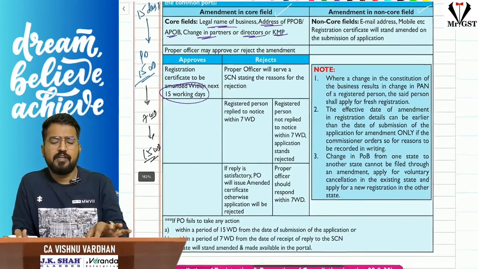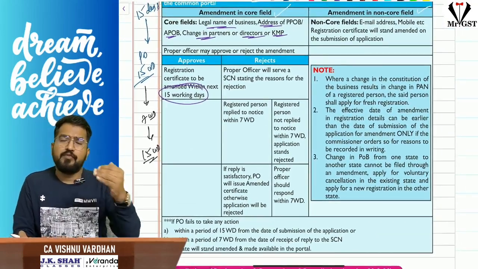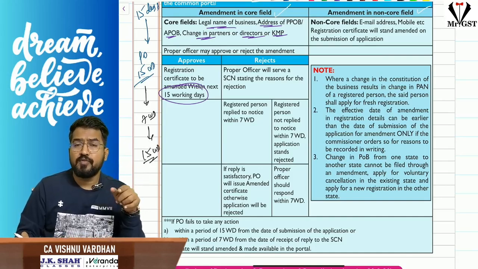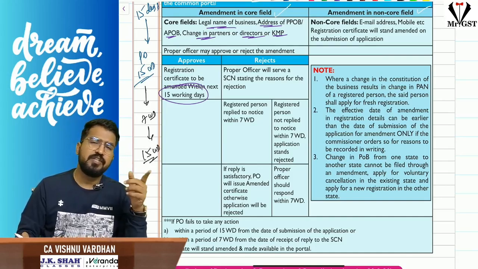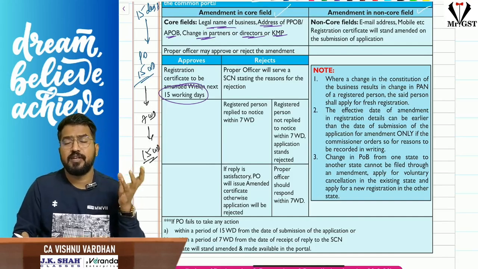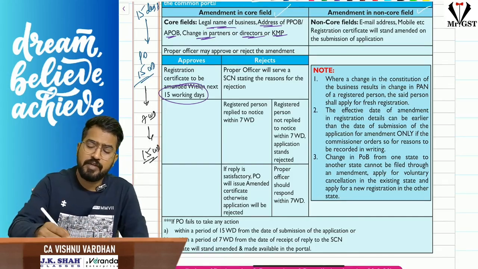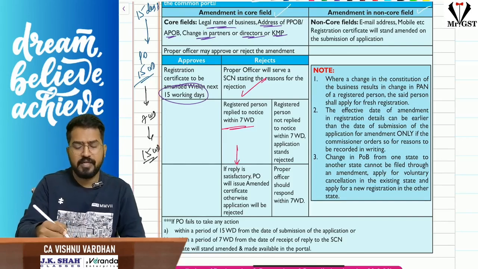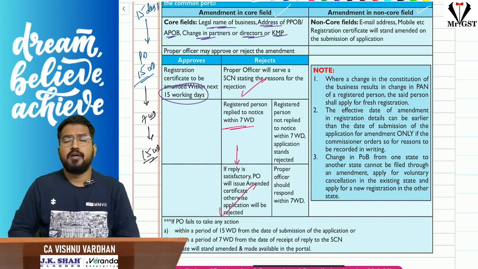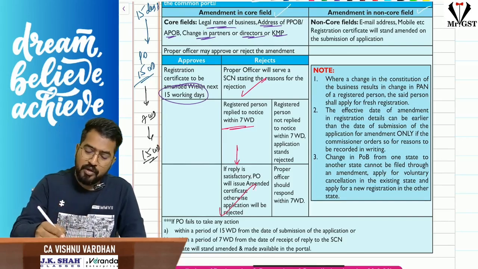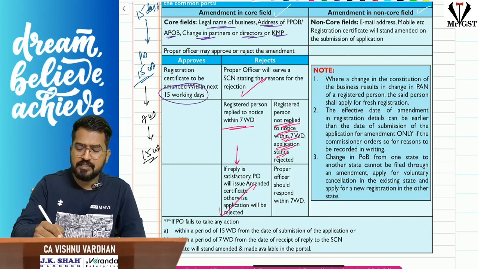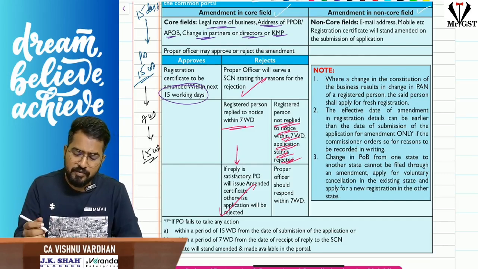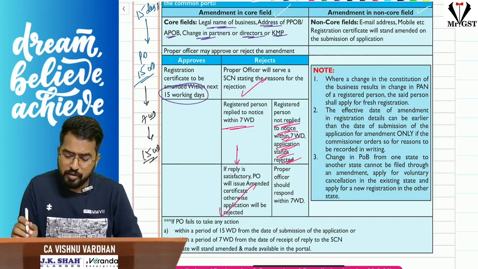So I repeat, if it is a core field amendment, within 15 days of the change, please apply for amendment. The proper officer will process that within 15 working days. If everything is fine, he will give you the amended registration certificate. If it is not fine, he will ask you for clarifications. If you give the clarifications within 7 working days and they are satisfactory, you will get the amended registration certificate. If you are not responding to the notice within the 7 working days, or the proper officer is not satisfied with your reply, in that case your application is deemed to be rejected.